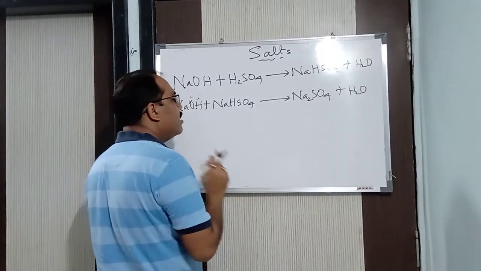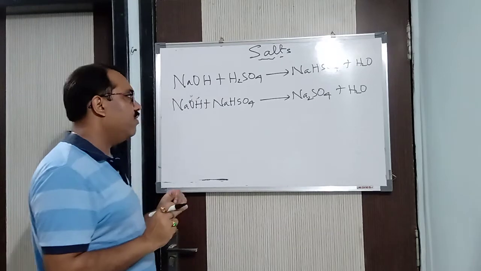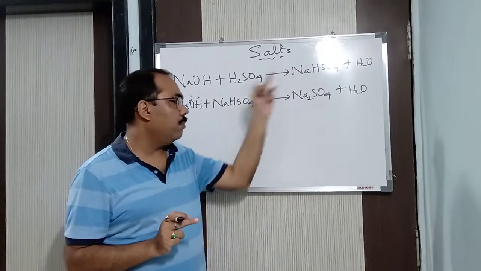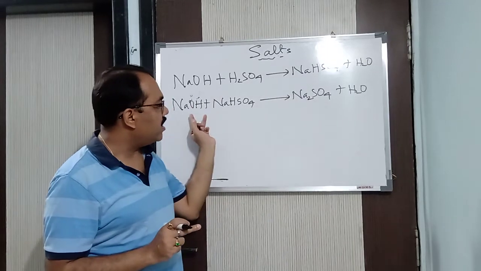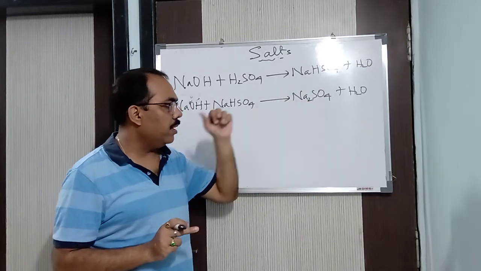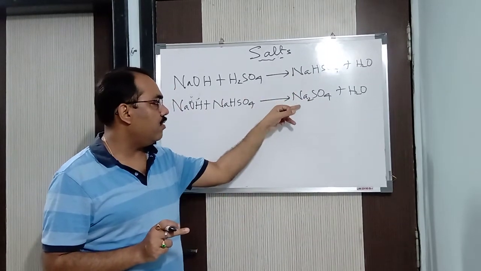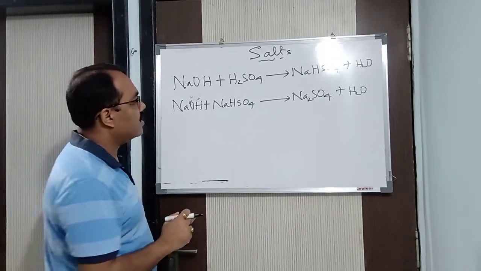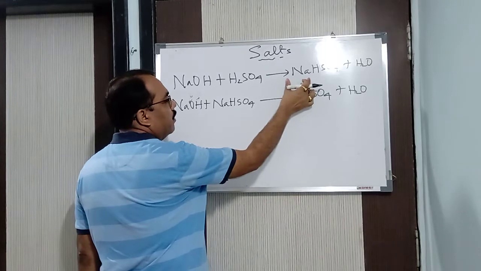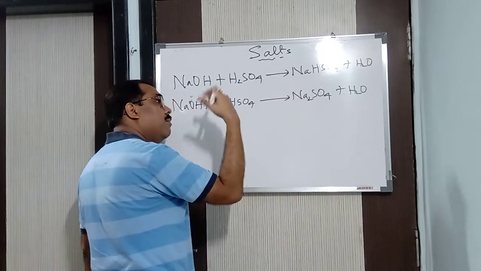Clear? In the first case, the hydrogen ion is partially replaced, and in the second case, the hydrogen ion is completely replaced. So here we get an acid salt and here we get a normal salt. When the hydrogen ion is replaced, it is replaced by a metallic ion or it can be an ammonium ion also.